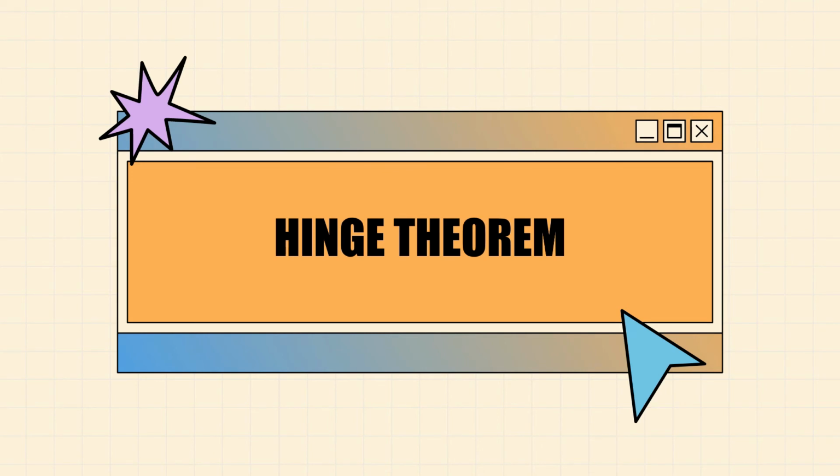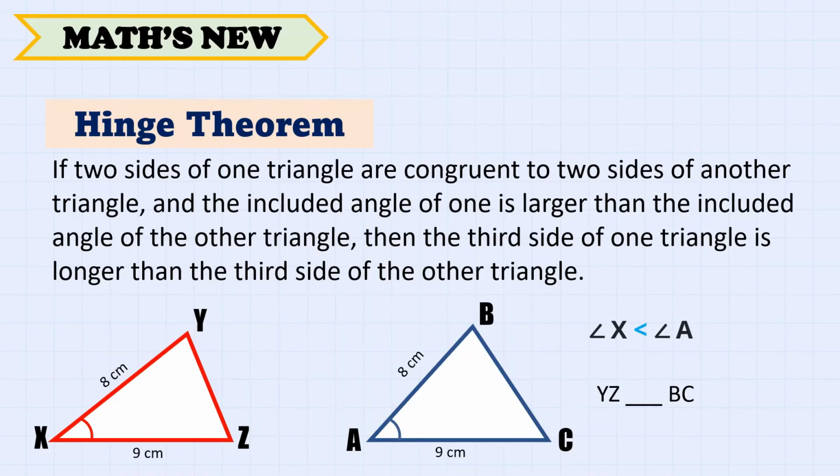Next, let's move on to the Hinge Theorem. The Hinge Theorem states that if two sides of one triangle are congruent to two sides of another triangle, and the included angle of one is larger than the included angle of the other triangle, then the third side of one triangle is longer than the third side of the other triangle.